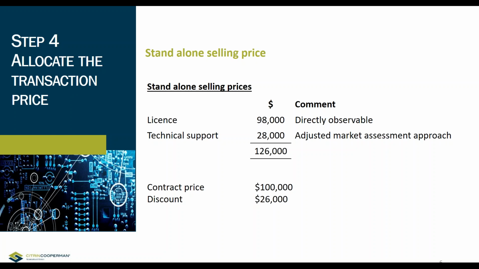In this example, as we can see, the license is priced at $98,000, which is based on directly observable standalone prices, and the technical support based on the adjusted market assessment is $28,000, meaning the sum of the two parts adds up to more than the bundled contract, giving rise to a discount of $26,000. Next, we will look at how to allocate this discount.